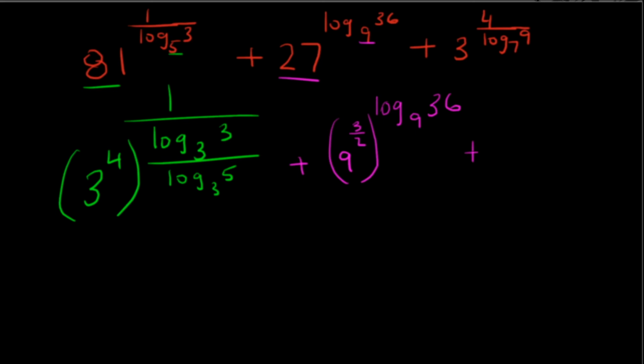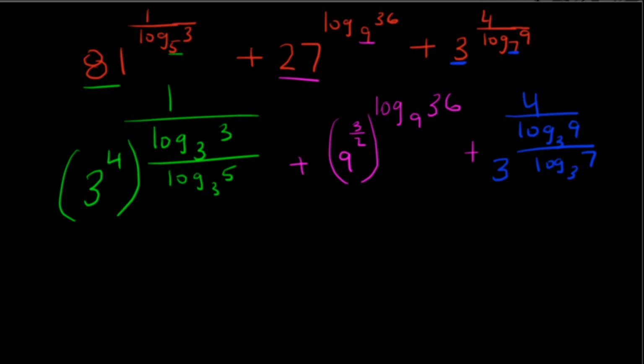Now for the last term, I don't have the same base. Okay. So like the 3 and the 7, they're not the same. So I'm going to choose to change the base 7 to base 3. So I'm going to need another change of base formula. So that would be log base 3 of 9 over log base 3 of 7. And now I'm a lot closer to finishing.